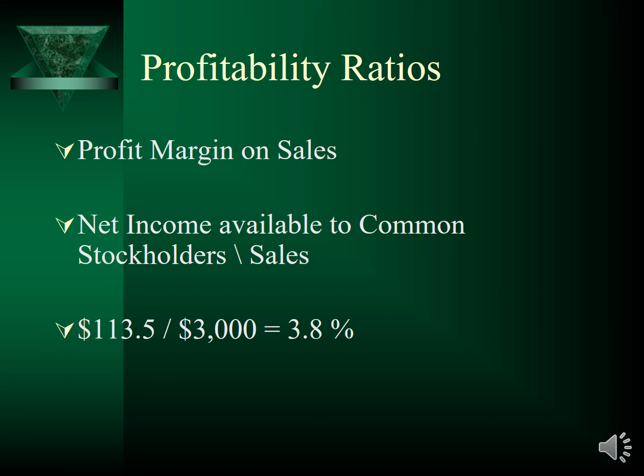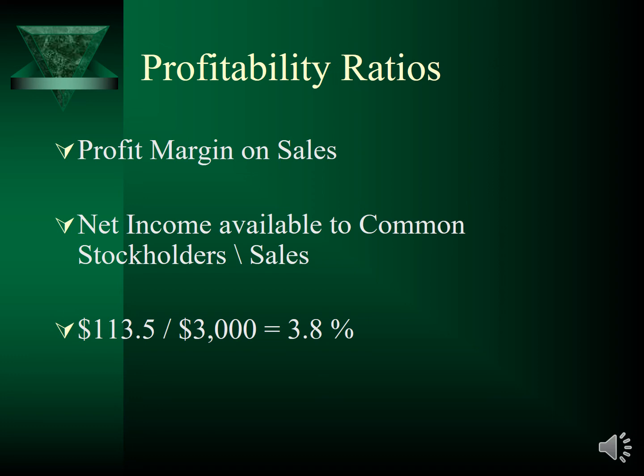So now let's examine some of the profitability ratios. Here we are comparing the return available on investments. And the first ratio that we'll consider is profit margin on sales. The formula is net income available to common stockholders divided by sales. So this ratio tells us what the returns on sales are.